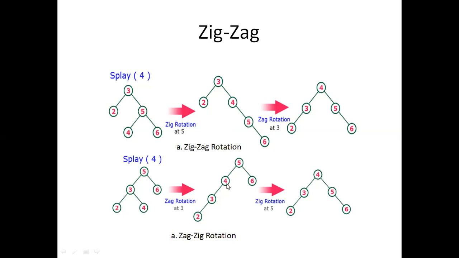Okay, now this is the second case, Zag-Zig rotation. Here we have to splay node 4. This node 4 is the right child of its parent node 3, and this parent node is the left child of the root node. It means this is the case of Zag-Zig rotation. So here we perform Zag rotation on its parent, and then we perform Zig rotation on its grandparent. So this is the result of Zag rotation, and this is the result of Zig rotation. So this is all about the different rotations in a splay tree.